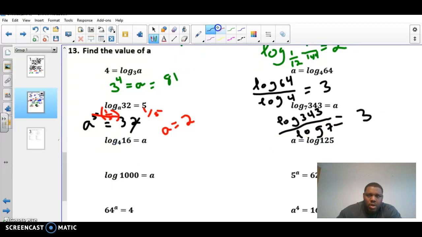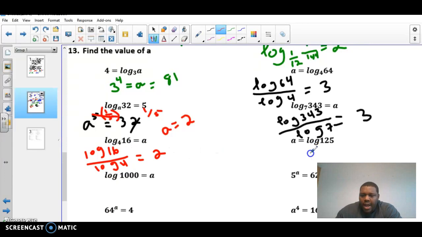Over here, again, I have my base, I have my argument. So which rule are we going to apply there, guys? I have my base and my argument. You guessed it: log of the argument divided by log of the base. And in this case, A is 2. 4 squared is 16.